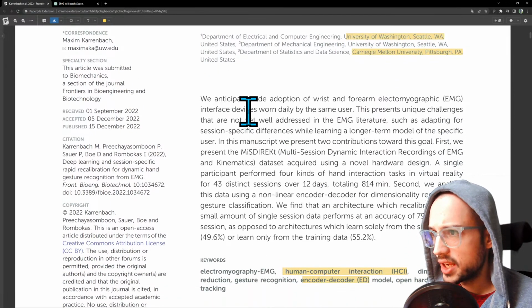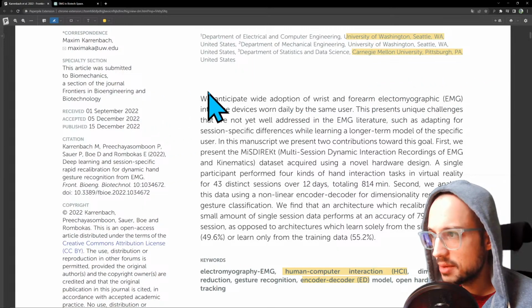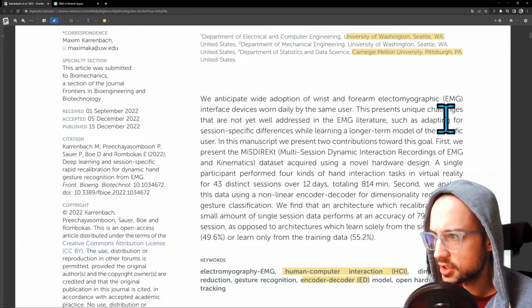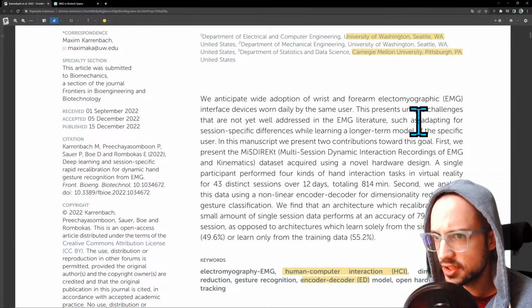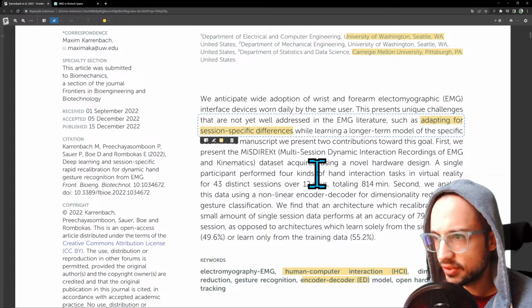Reading the abstract here: We anticipate wide adoption of wrist and forearm electromyographic (EMG) interface devices worn daily by the same user. This presents unique challenges that are not yet well addressed in the EMG literature, such as adapting for session-specific differences. Yep, this is definitely important.